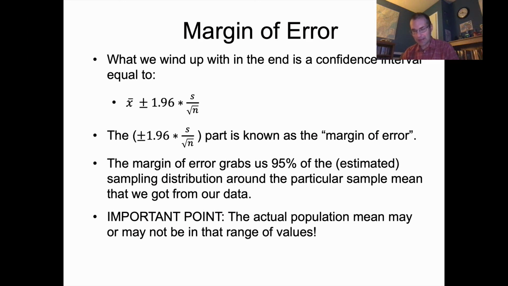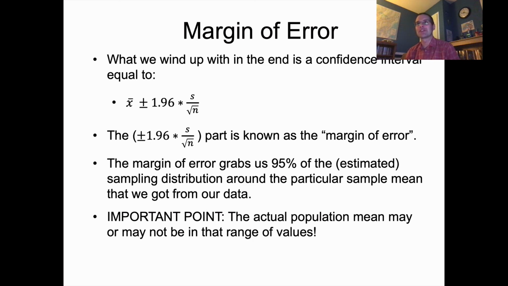So we're guessing a range. We're saying we think the population mean is within this range of values based on what we learned from our sample. But an important point to remember here is that we may be right, but we might also be wrong. The actual population mean might not actually be in that range of values. And unfortunately, there's no real way of knowing whether we got our guess right or not. We just know based on the mathematical theory that we're grabbing about 95% of the sampling distribution.